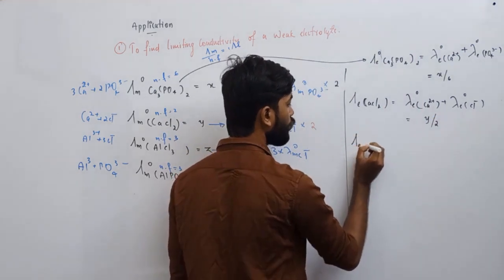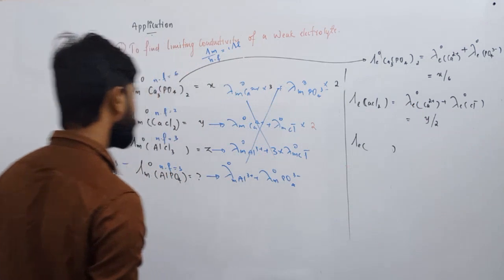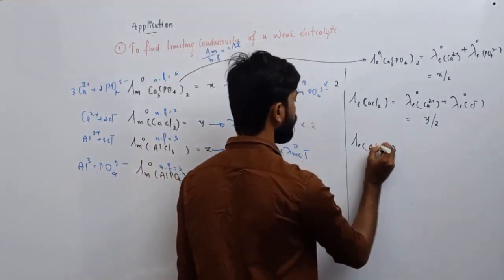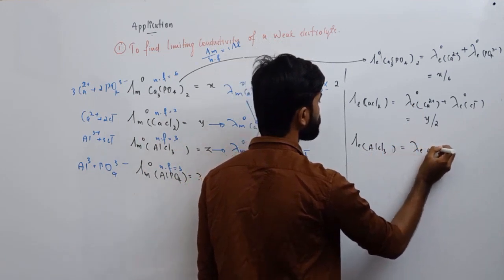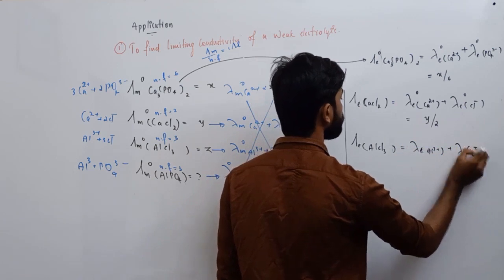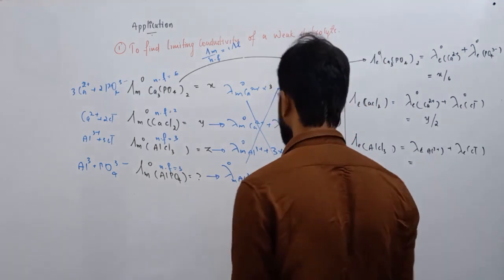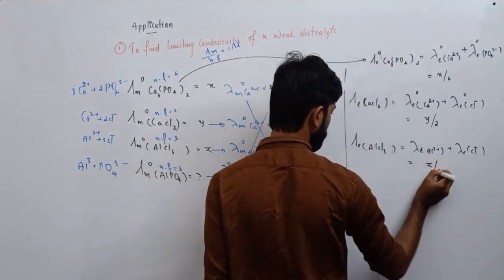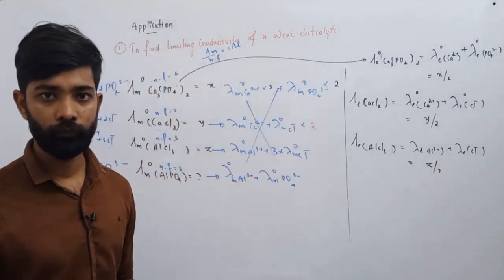Once again, the third one, equivalent conductivity of, tell me, equivalent conductivity of what? AlCl3. So lambda E AlCl3 is equal to lambda E Al3+ plus lambda E Cl-. And this will be equal to the molar conductivity divided by n factor, where the molar conductivity is z, and n factor we know that it is 3. Okay.